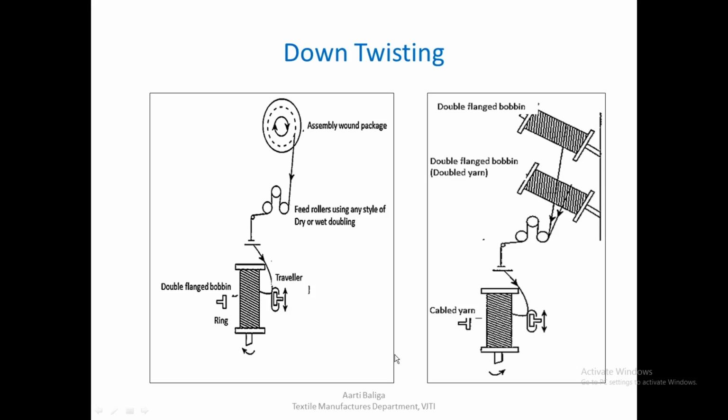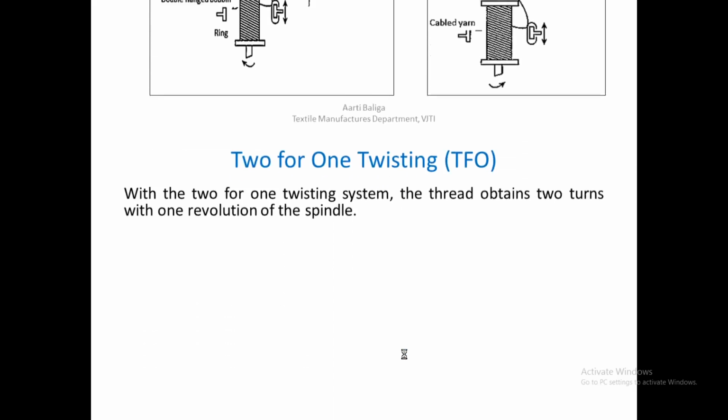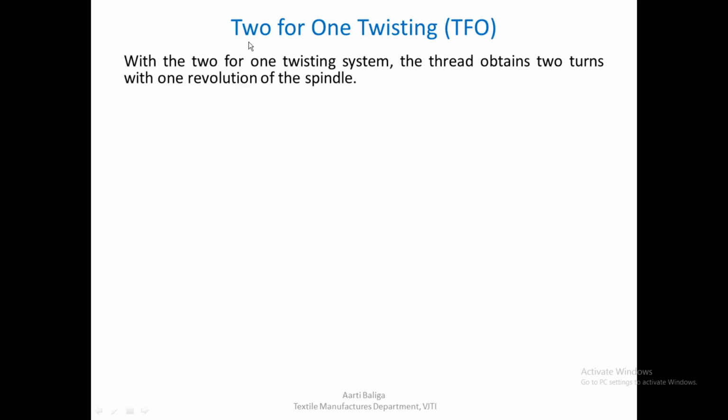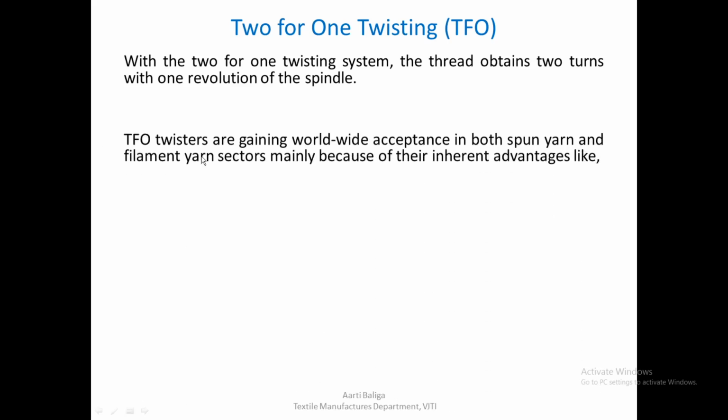So having seen this basic conventional way of producing a doubled or plied yarn, let us see one more method, which is known as a 2-4-1 twister, or in short TFO. With the 2-4-1 twisting system, the thread obtains two turns with one revolution of the spindle. So normally in the earlier system, one rotation of the traveler would insert one twist into the yarn, here it is inserting two turns for one revolution of the spindle. So this is highly productive when you compare to the conventional system.